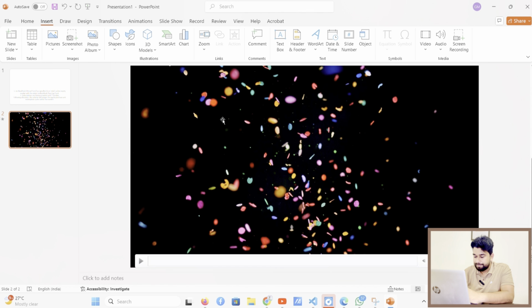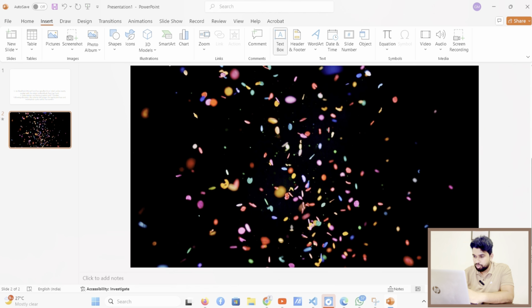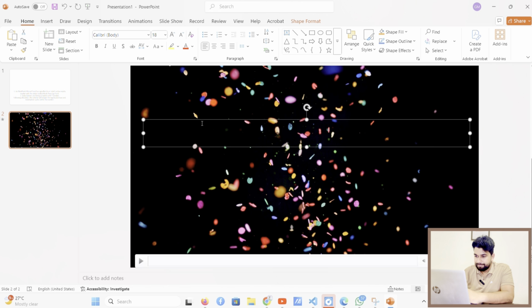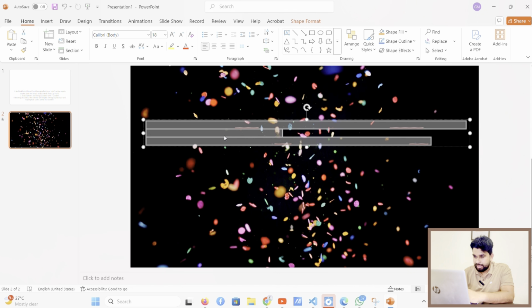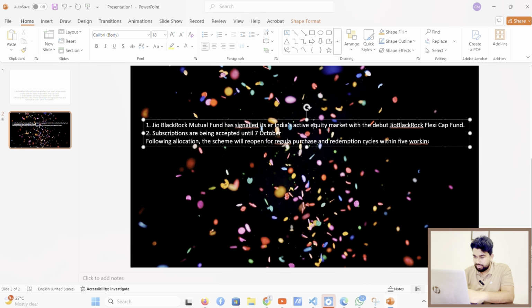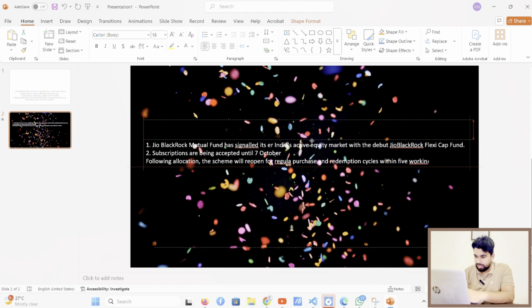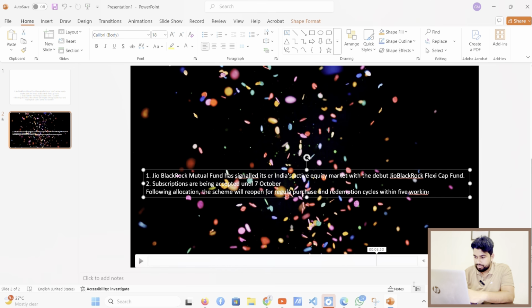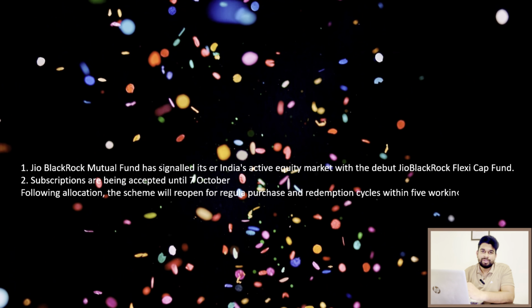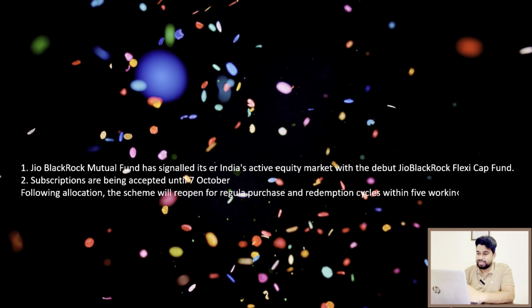Now just go to the text box, put a text box here, and just copy the content from the above slide and paste it. I'm going to change the color of this content so that you can see it easily. Now drop it down. Okay, now in the slide, you can see the very beautiful slide from the presentation.